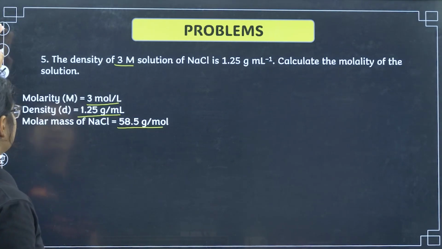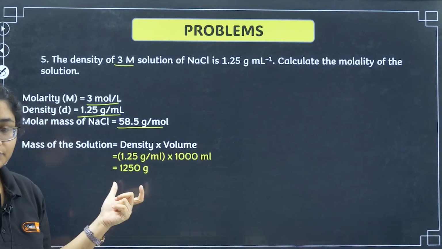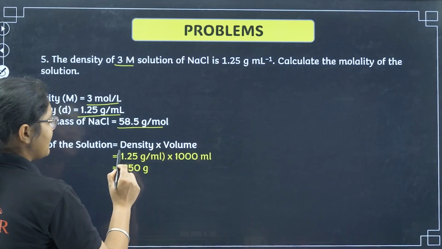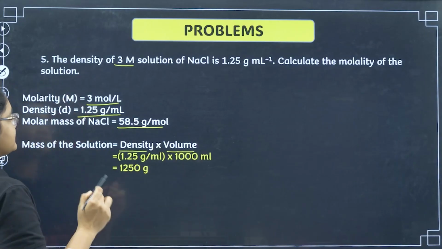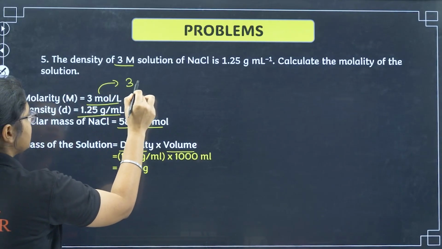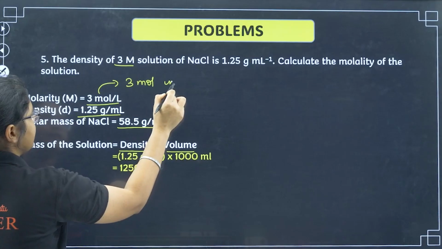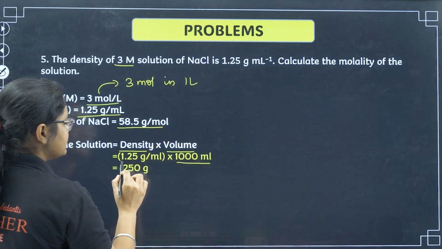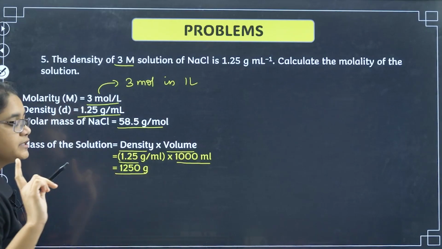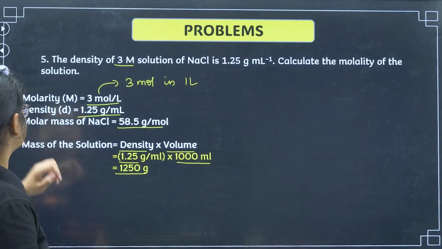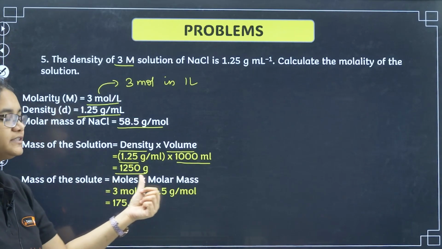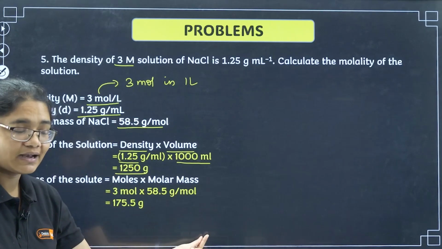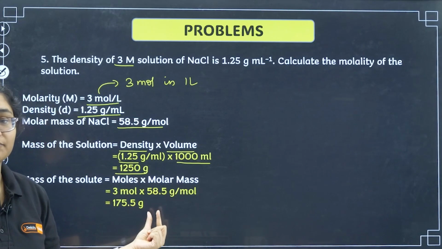Now I'll go for mass of the solution. To calculate the mass of the solution, very simple. We have density into volume. Now, as I told you, 3 moles means 3 moles in 1 liter, right? So what is the volume of the solution? 1000 ml. Density is 1.25. So mass of the solution is 1250 gram. Next is mass of the solute. So, moles into molar mass. Moles is 3 moles. Molar mass is 58.5 gram. If I multiply, 175.5 gram.